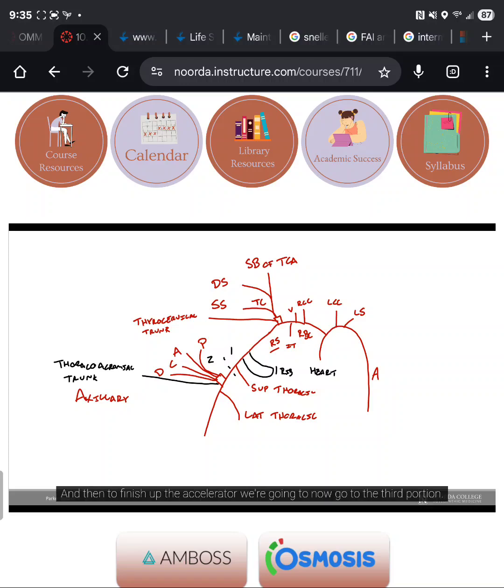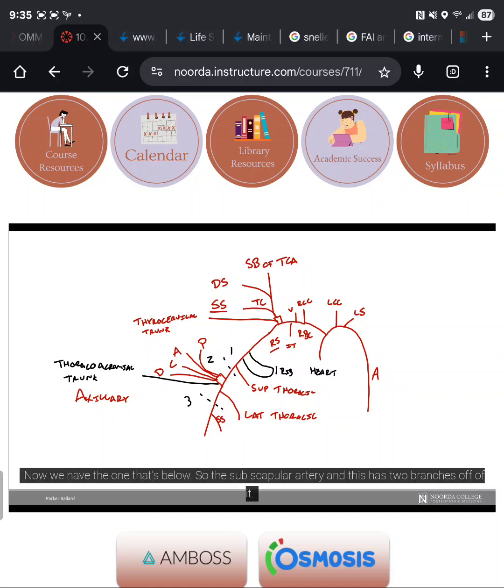And then to finish up the axillary artery, we're going to now go to the third portion. So we'll just draw a little 3 here. So it should have 3 branches. The first branch that we're going to see is the subscapular artery. So we'll go subscapular. We had a suprascapular artery up here. Now we have the one that's below, so the subscapular artery. And this has 2 branches off of it.